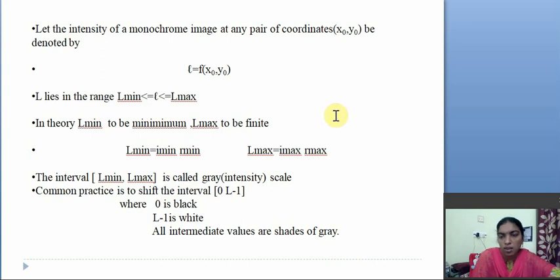So don't consider the infinity values. Of course there is no infinity actually, since a voltage signal provides a certain value, so we can get some finite value. To optimize the range, the interval is generally L minimum to L maximum, and we should consider that. But in practice, for comfort, we just take the values from 0 to L minus 1.